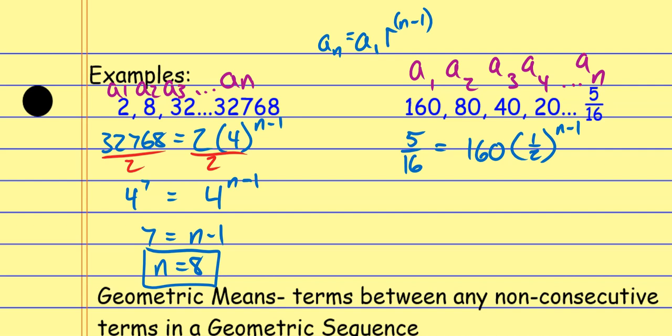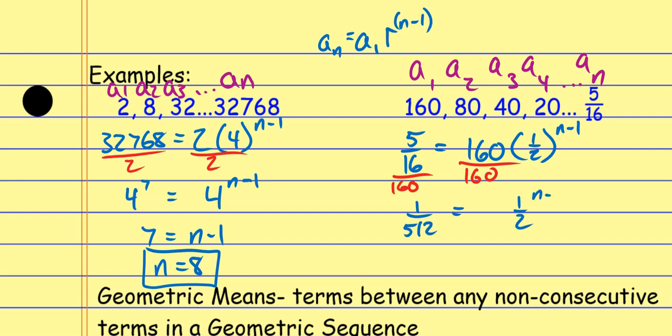Okay, and once again, I'm going to divide each side by the 160. Again, dividing by a fraction, same as multiplying by the reciprocal. If you need to take that off to the side, that would be fine. It's basically like 5 over 16 times 1 over 160, if you want to think of it that way. And it looks like that's going to reduce to 1 over 512.